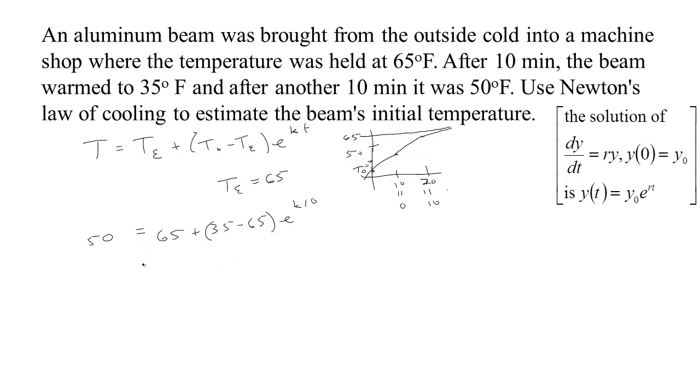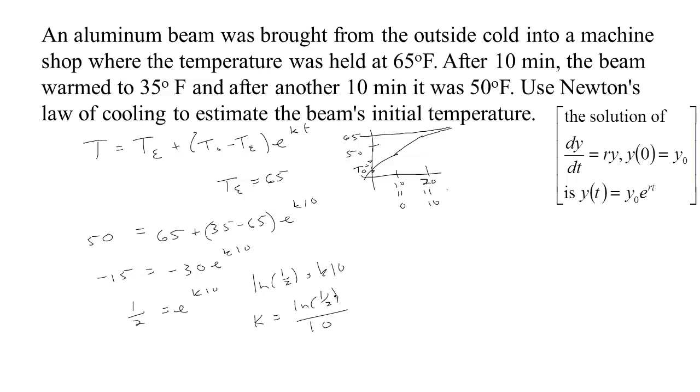If we take 65 away from both sides, 50 minus 65 would be negative 15, and 35 minus 65 would be negative 30, e to the k times 10. If I divide both sides by negative 30, I have 1/2 equals e to the k times 10. So the natural log of 1/2 is k times 10. So k is the natural log of 1/2 divided by 10. The natural log of 1/2, since 1/2 is less than 1, is a negative number. So that's what we expected, that k would be some negative number.